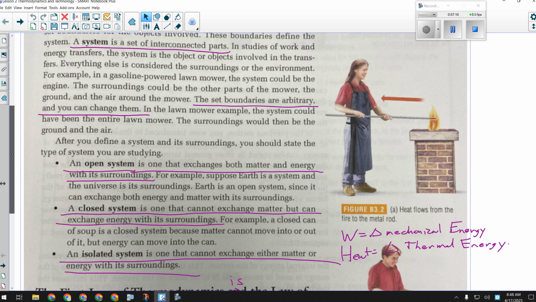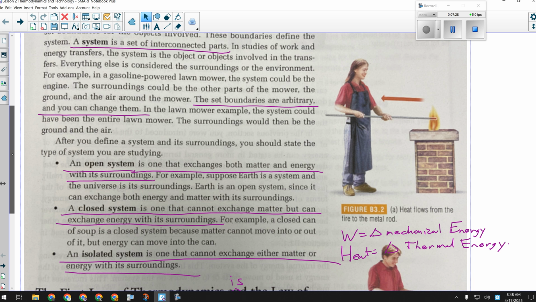We're actually going to talk today about how a freezer works in terms of the second law of thermodynamics. So it can exchange energy, but cannot exchange matter. It's closed off, sealed up, closed system.